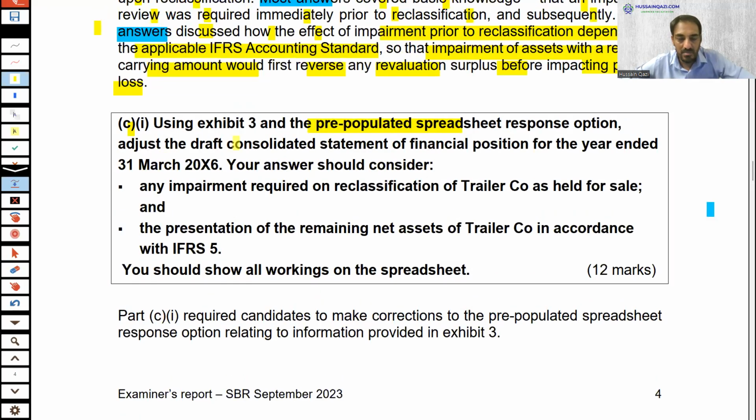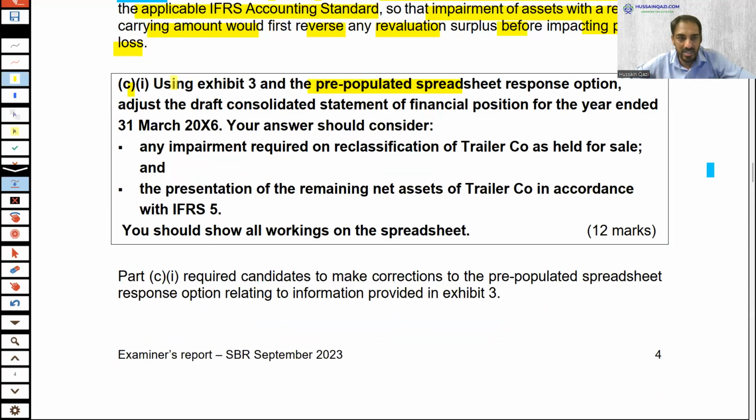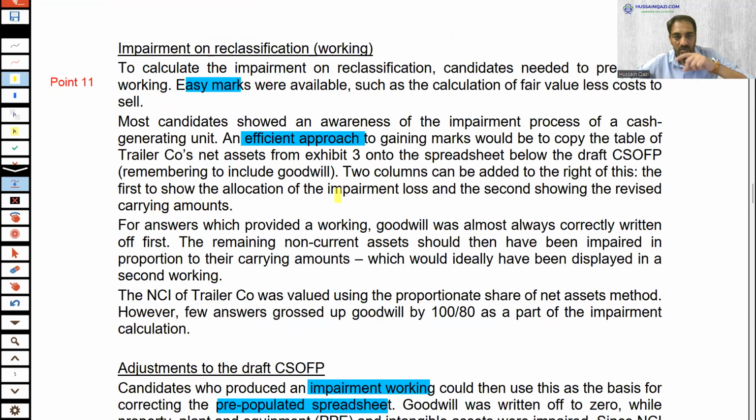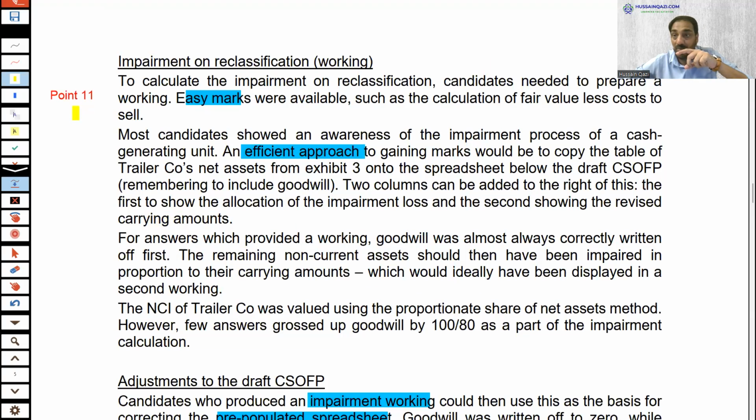Yes. Part C1 using Exhibit 3 pre-populated spreadsheet. So number 1.11, first point. Easy marks were available, such as the calculation of fair value less cost to sell. Okay, very simple. Some of the working is very easy.